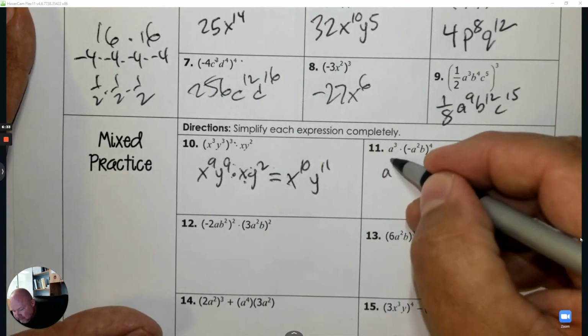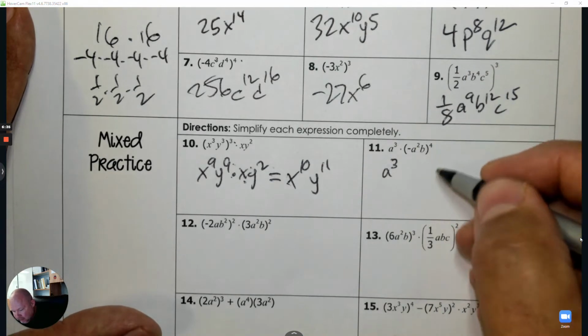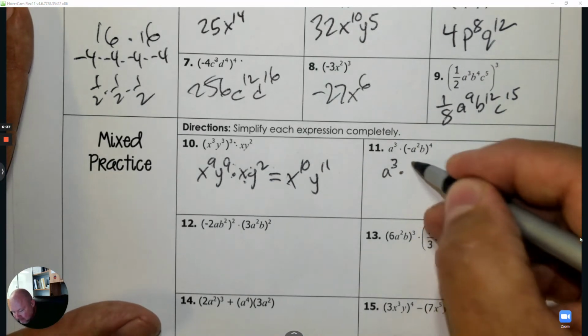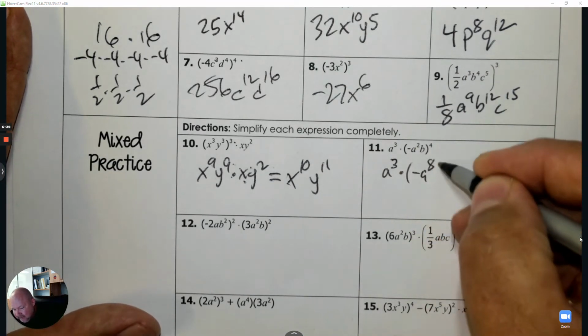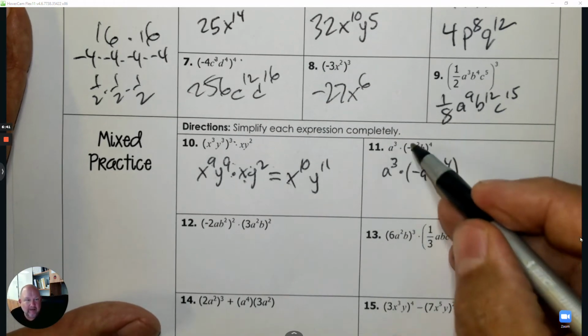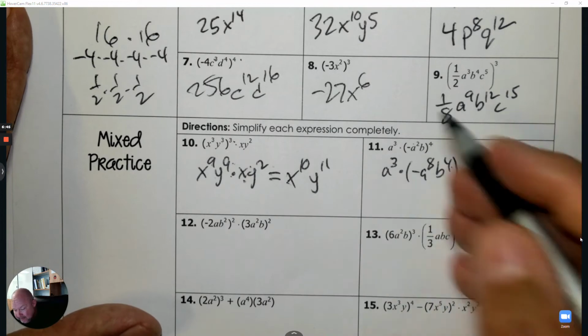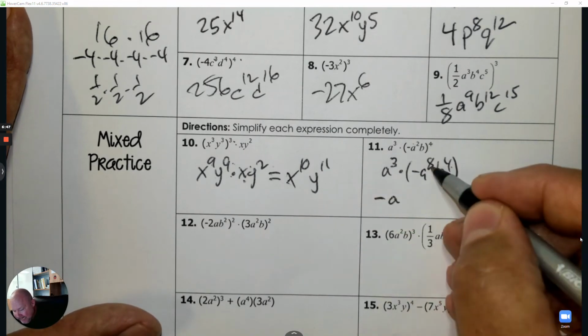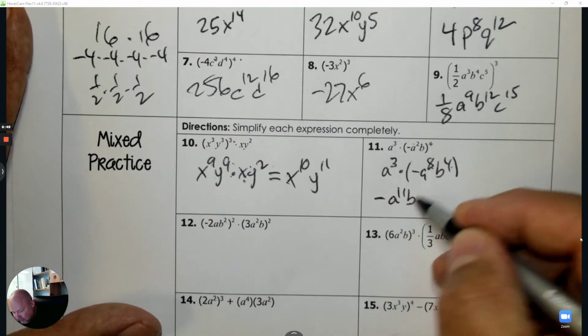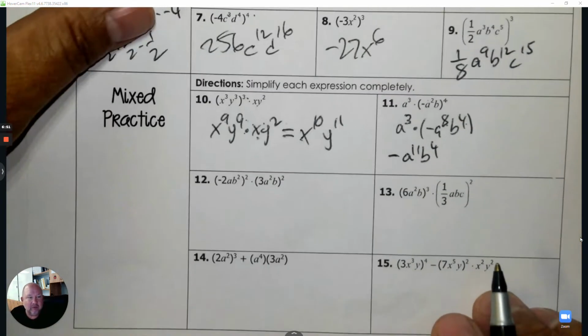So again, first, I'm going to handle the raised exponent. So that's going to be 8. So 2 times 4 is 8, and 1 times 4 is 4. And then combine them together. We're going to add them. So it's 2 rules together. Number 12.